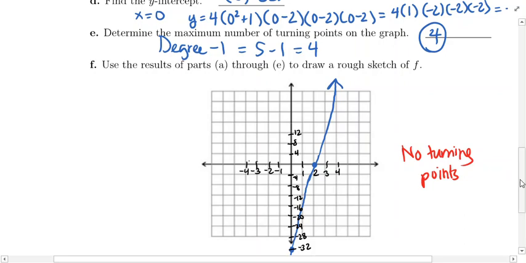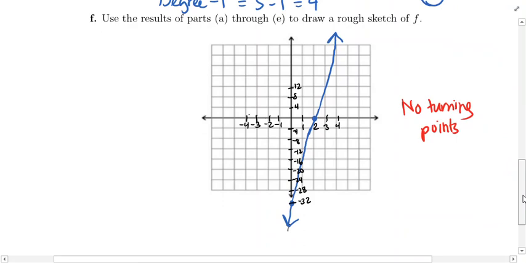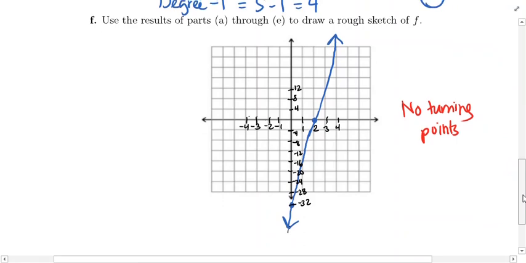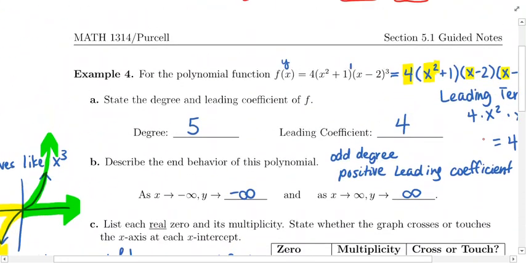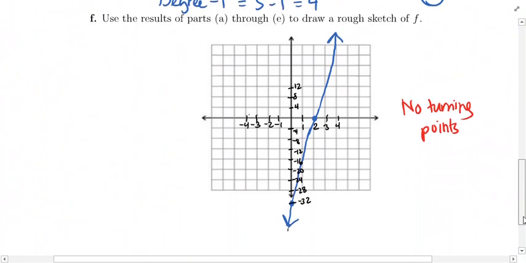So this is exactly what the graph looks like. It's a rough sketch, since we only have a couple of specific points on there, but this is basically what it looks like. If you were to go to your calculator and plug in this function, you should see basically this picture.